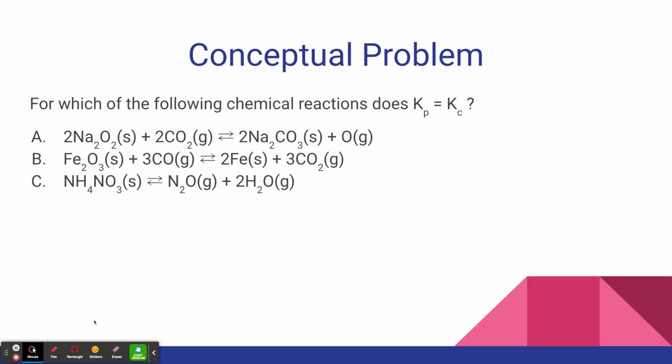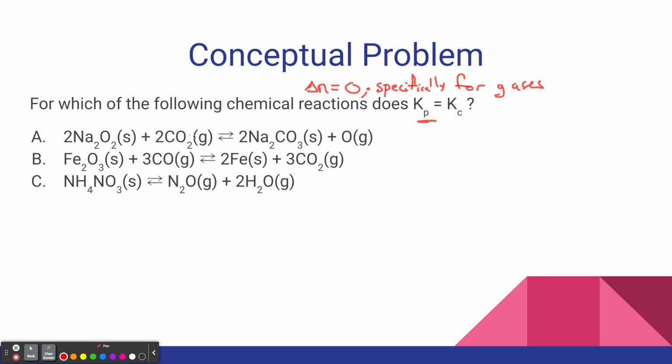Let's keep going. So here's a conceptual problem. For which of the following chemical reactions will Kp equal Kc? So let's take a look here, guys. Remember, for us to have Kp equal Kc, delta n needs to be 0. And the second thing we need to remember is that we're specifically looking for gases, right? Because Kp is about the partial pressure.